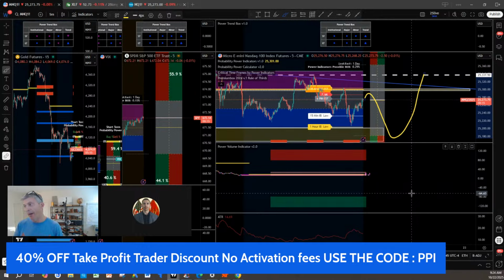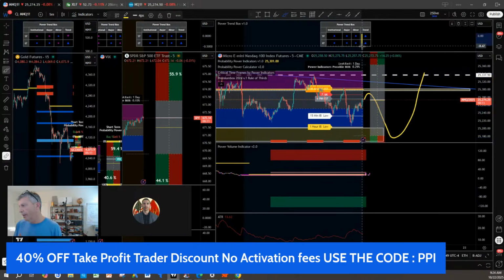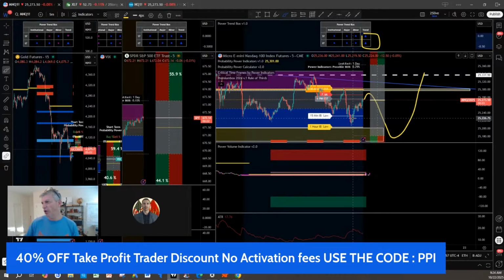I might be wrong because look at the power indicator trend box. It's already net buyers everywhere. And I don't really like to short a lot when the power trend box is indicating up like this.